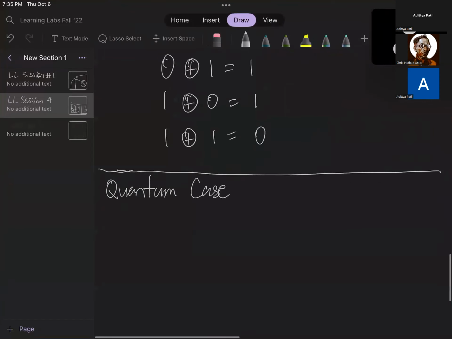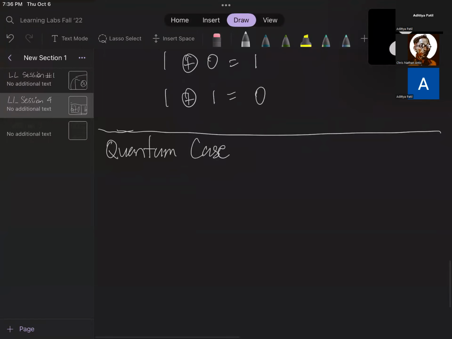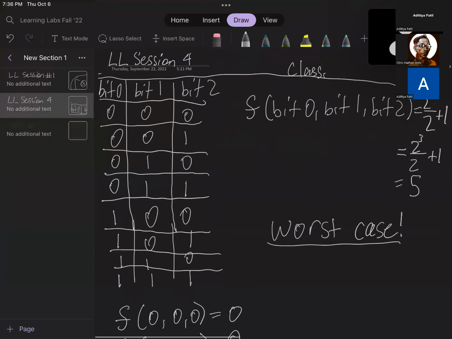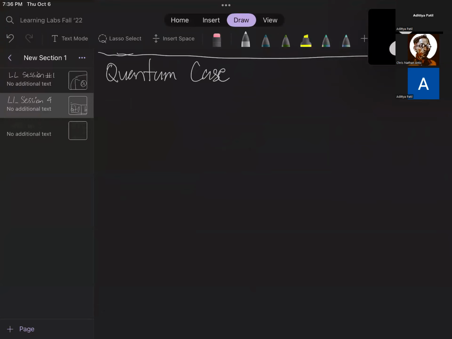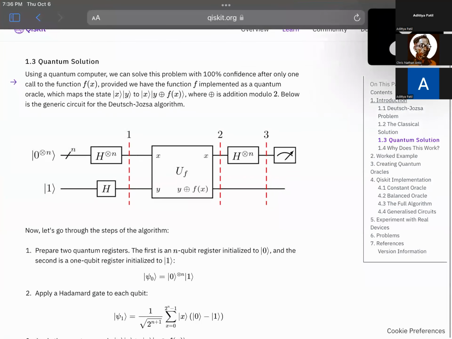Let's first start off with how many times we need to query the oracle, and then we can talk about the oracle itself. In the classical example, we needed to query the oracle 2 to the power n divided by 2, plus 1 times. In the quantum case, you need to query it one time. That's it. One query, in the worst case, the best case, everything.